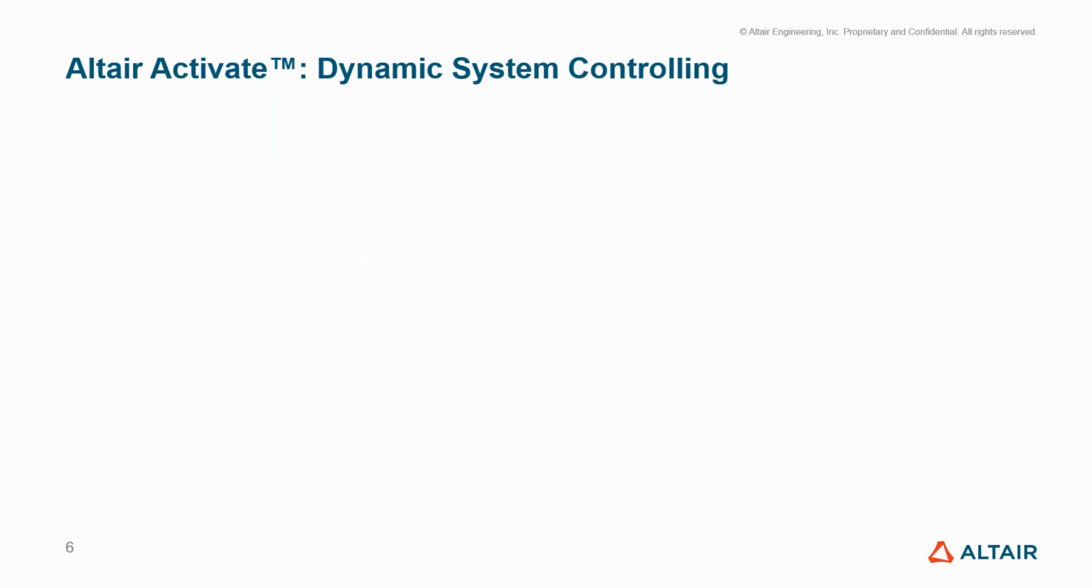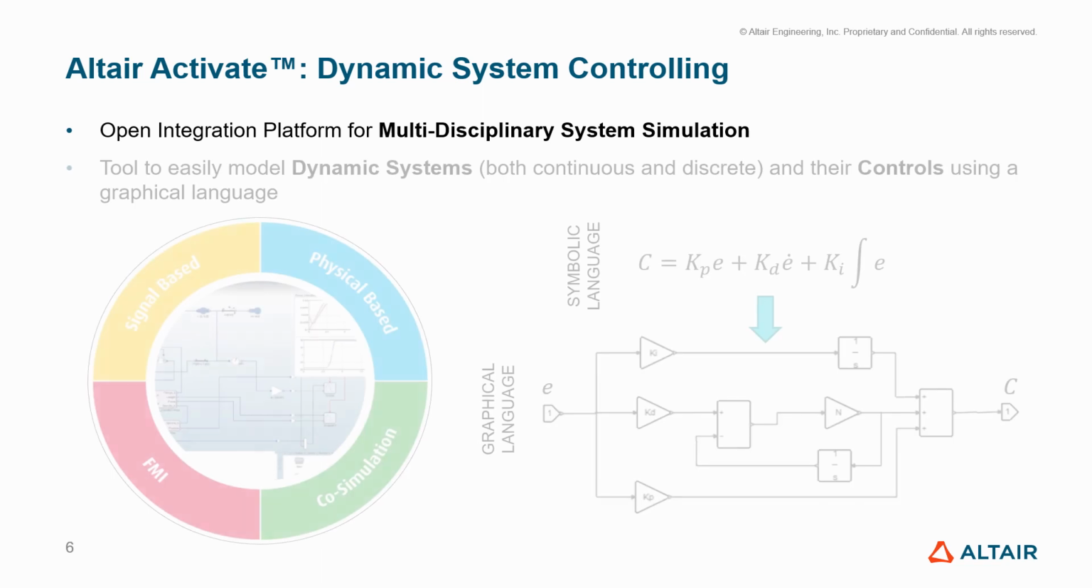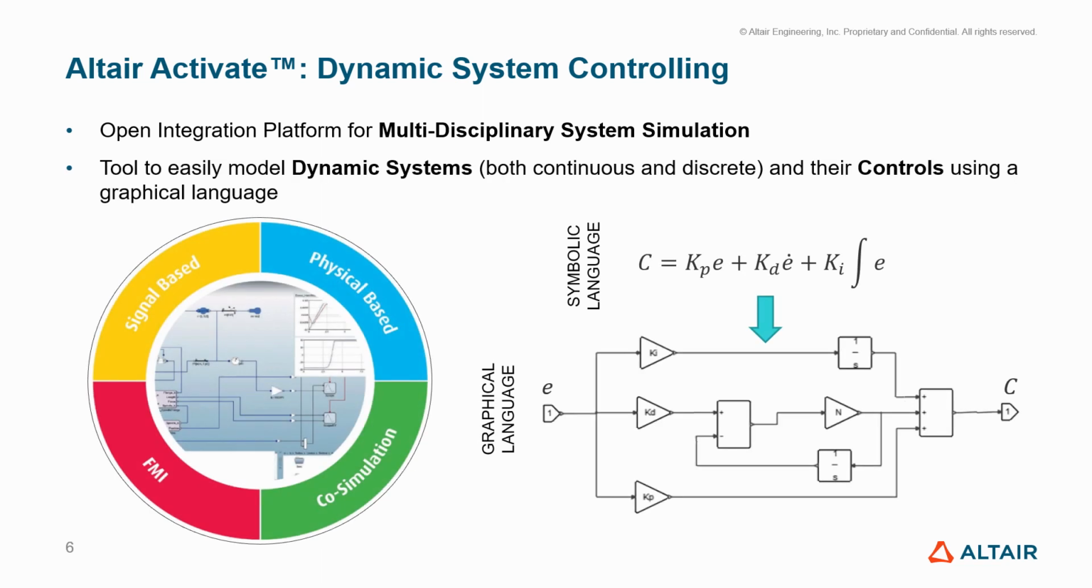In terms of our main 1D platform software, we will use Activate, that is an open integration platform for multidisciplinary system simulation. With it, we are able to easily model dynamic systems, both continuous and discrete, and their controls using a graphical language. As you can see in this first figure, Activate is a complete integration tool working with signal and physical blocks, doing co-simulation as discussed in this video, and also handling FMU environments.